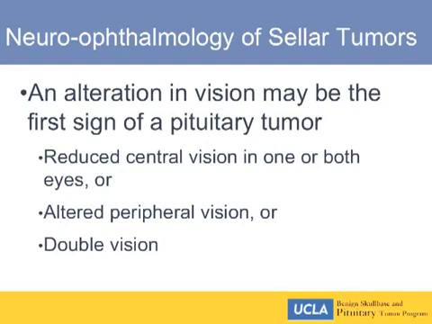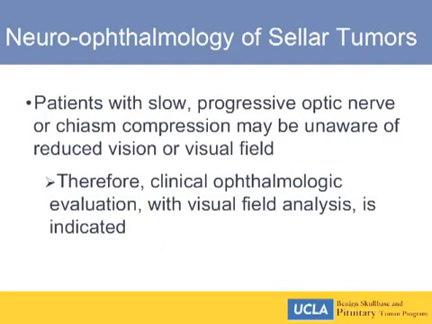So in terms of thinking about vision, as we know, altered vision is often the first sign of a pituitary tumor, either reduced central vision in one or both eyes or altered peripheral vision or double vision. And patients with slow progressive optic nerve or chiasm compression may be unaware of reduced vision or visual field, and clinical ophthalmologic evaluation with visual field analysis is indicated even if the patient tells you there's no problem with their vision and their tumor has been an incidental finding. There's still some value in evaluating the vision prior to surgery.